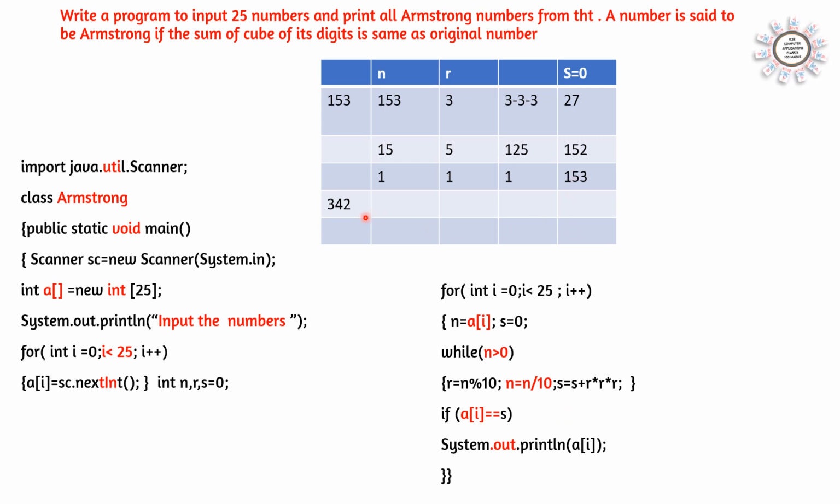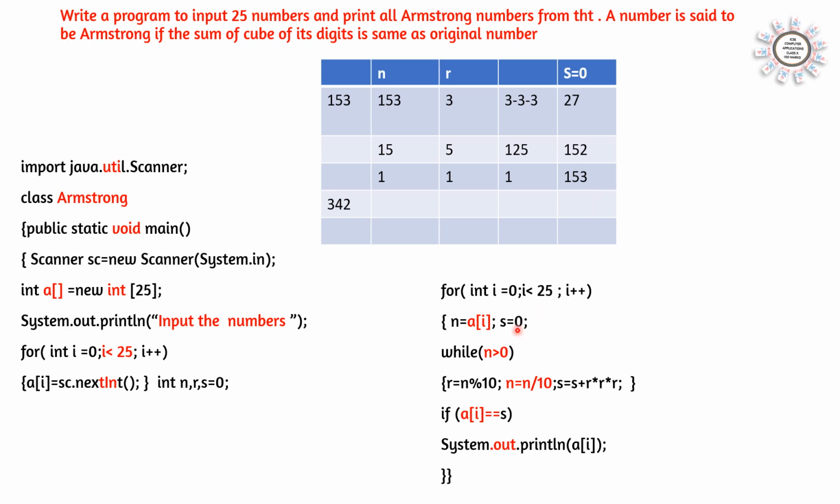And now for the second number, 342. Now s is 153. So while taking the second number, when I is equal to 1, n is equal to a of I, and n will become 342, and s once again will become 0. And then digits will be separated: 2, 4, 3, find the cube, and checking will be done. So for every number, the starting value of s is 0. The previous sum will not be taken.